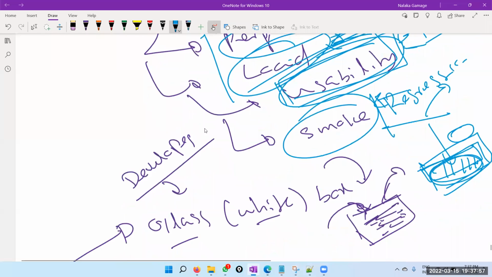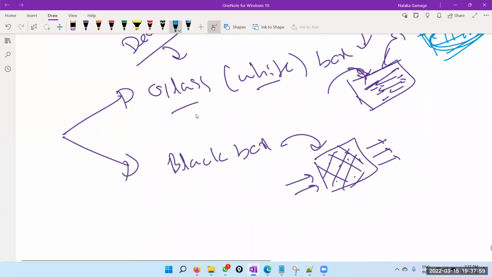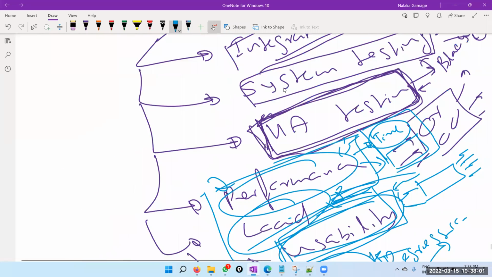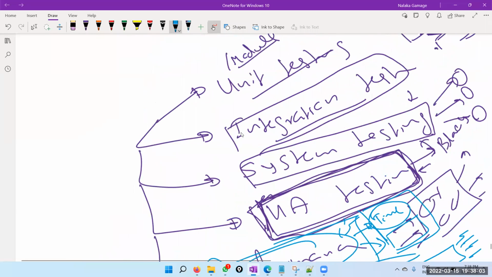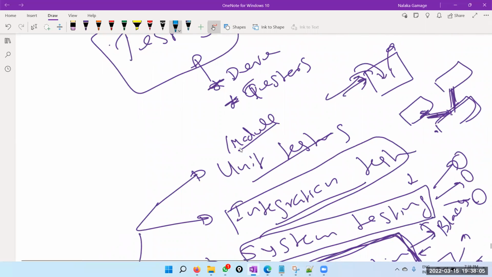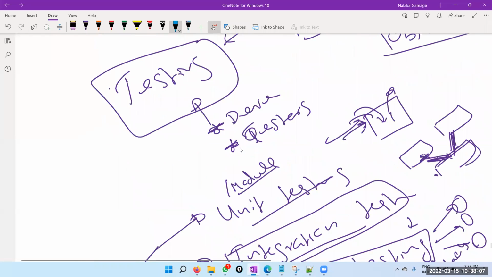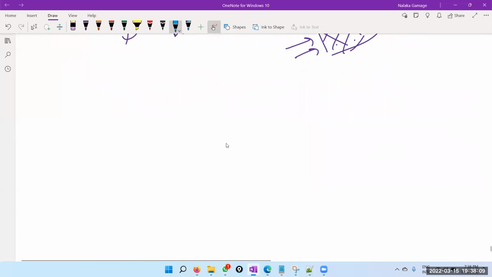So the main categories are white box and black box, and some other specific types of testing, and it's a team effort. Now I'm going to explain the testing process. The test process.